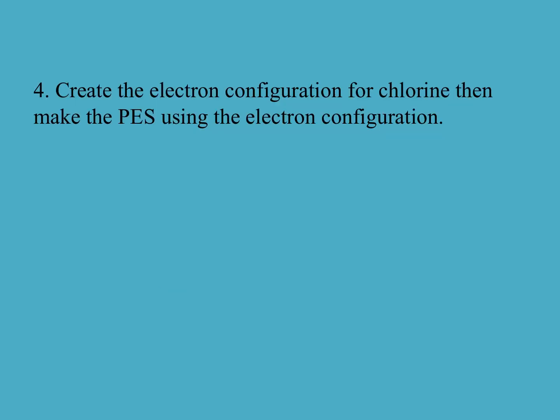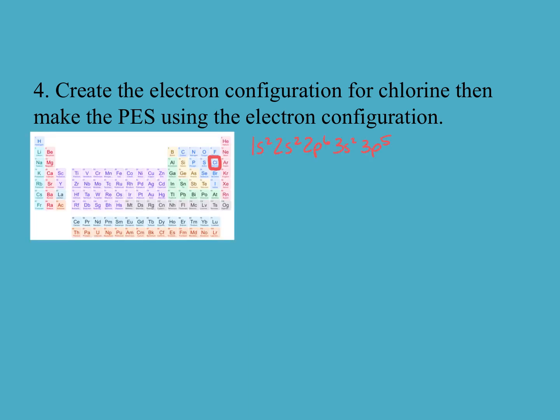backwards. You want to create the electron configuration for chlorine and make the PES. So first, go ahead and write the electron configuration for chlorine. Pause the video and look at your periodic table and see if you can write that electron configuration. This is what you should have gotten, and I put here a periodic table for quick reference. We have 1s2, 2s2, 2p6, 3s2, and 3p5.